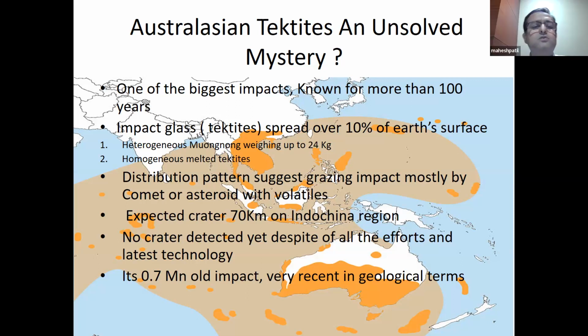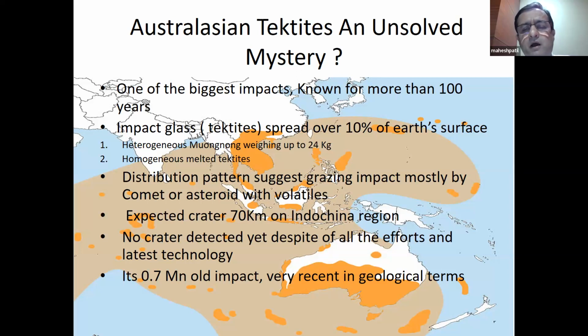Okay, great. So the homogeneous ones are melted tektites, but Muong Nongs are heterogeneous. So the assumption is they have not traveled beyond the atmosphere. Second, the impact must be in the area of Laos, Vietnam, or Cambodia. That has been the assumption. But despite that, we have not got a single signature. And this is a very recent impact in geological terms. Nearly 7 lakh years ago, this has happened. In geological terms, 7 lakh is very recent.